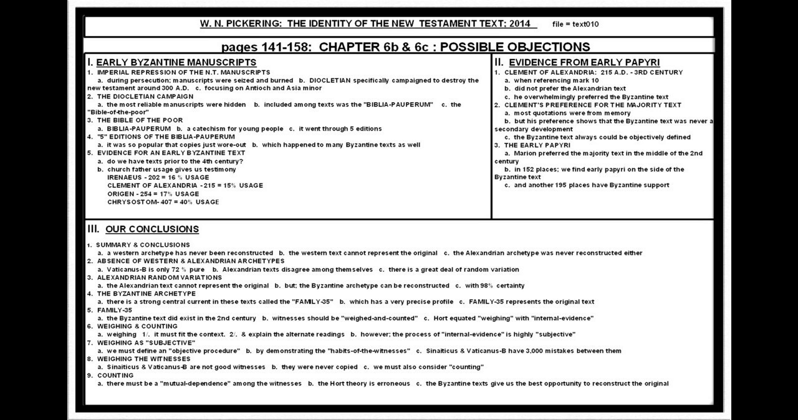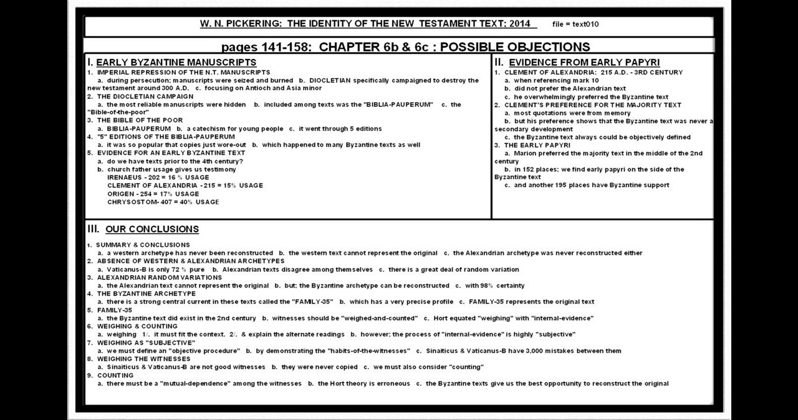Then the early papyri in Block 2. We have Block 2, Note 3. Marian preferred the majority text in the middle of the 2nd century. There are 152 places we find in early papyri on the side of the Byzantine text, and another 195 where the texts have Byzantine support. So church father usage and early papyri testimony gives us a foundation to affirm the Byzantine text as a primary text, not a secondary development. That is Pickering's posited conclusion.